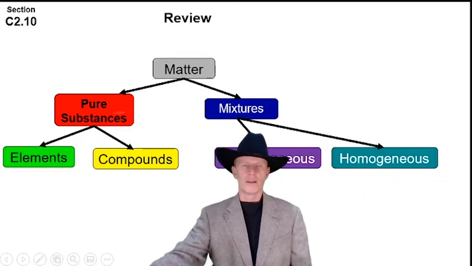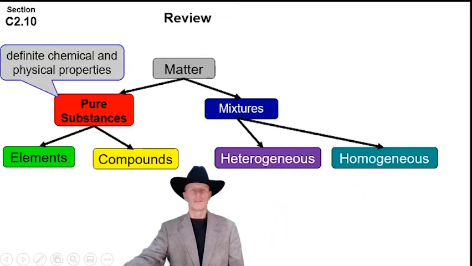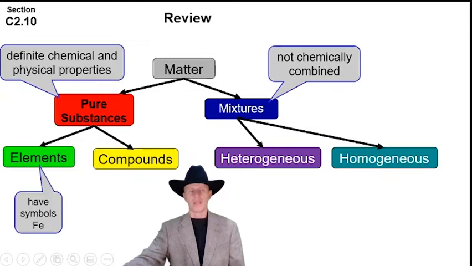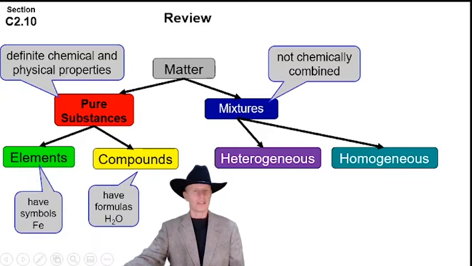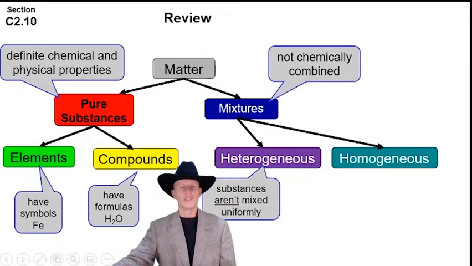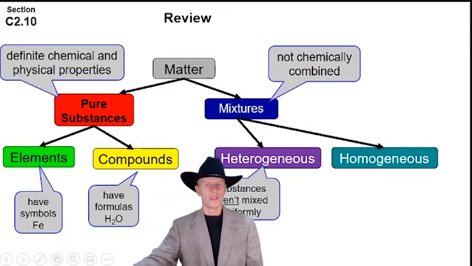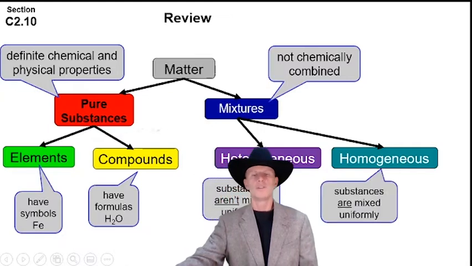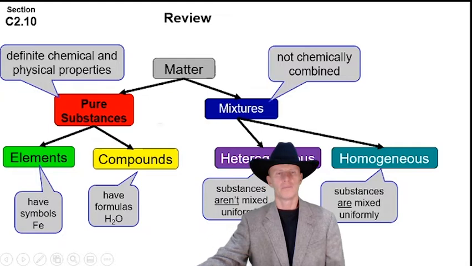So, quick review, matter is broken into pure substances and mixtures. Pure substances have definite chemical and physical properties. Mixtures are not chemically combined. Elements have symbols, compounds have formulas. If it doesn't have a symbol or a formula, then it's not a pure substance. Mixtures are heterogeneous or homogeneous. Heterogeneous means not mixed uniformly, you can see the individual parts, and homogeneous means they are mixed uniformly.